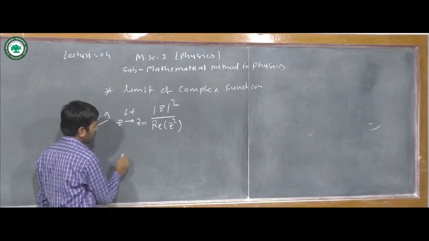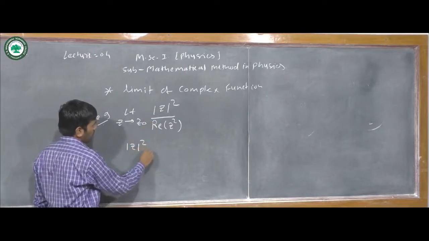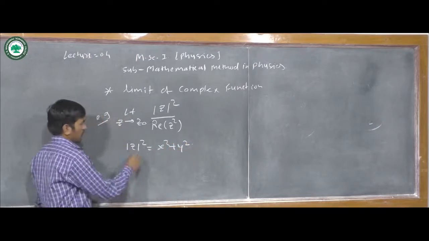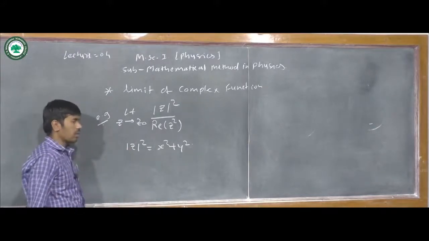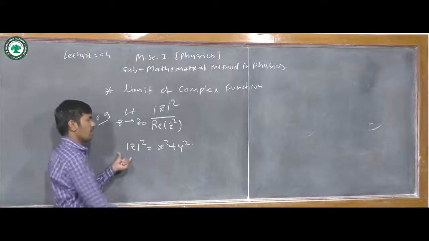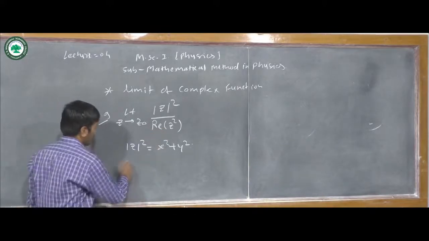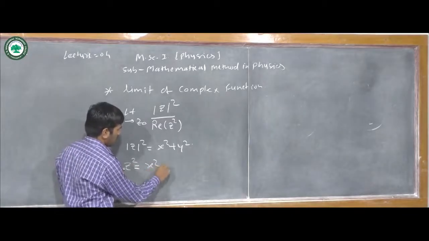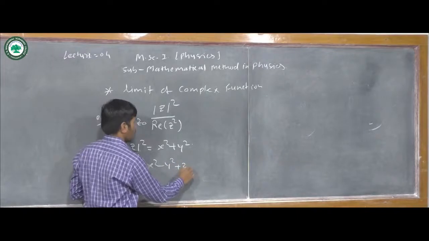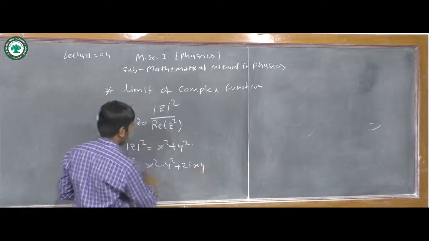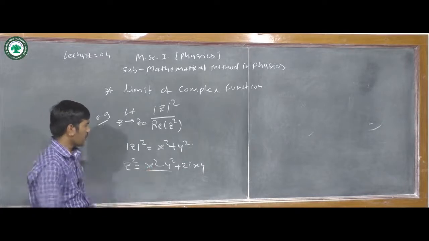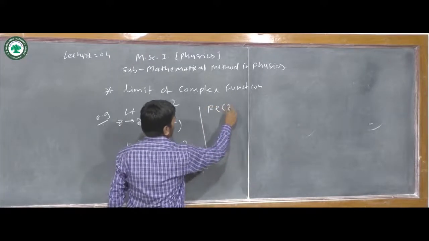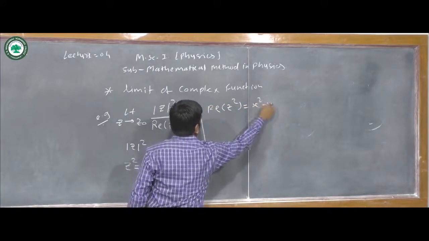Now, mod z squared is equal to x squared plus y squared, right? And we know that z is equal to x plus iota into y. So that's why I write here x squared plus y squared, and the real z squared. If we take z squared, that is x squared minus y squared plus 2 iota xy. Okay, so real part is x squared minus y squared. So I can write real z squared is equal to x squared minus y squared.